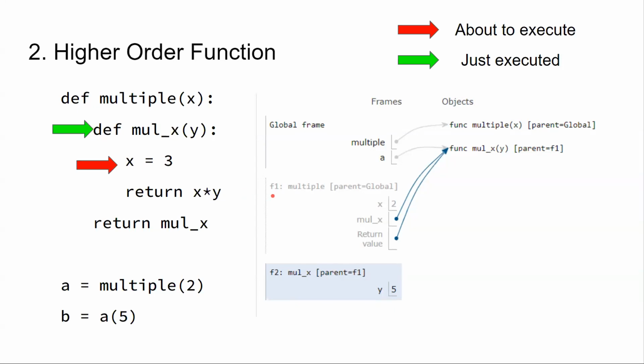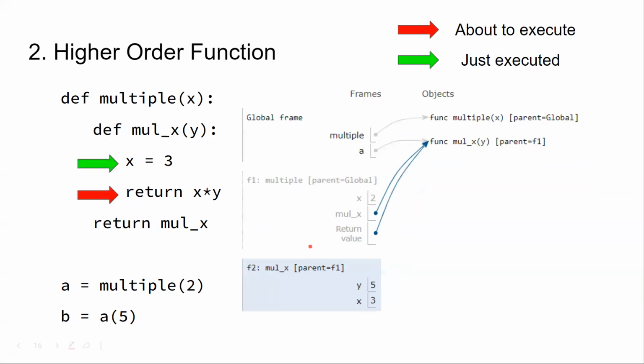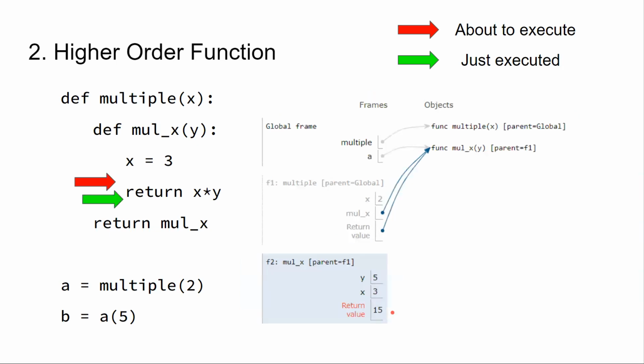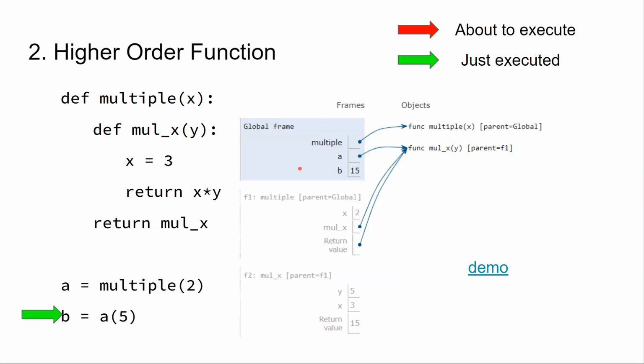Let's see what is the difference between f1 and f2. They have different parent frames. The parent frame of f2 is f1, and the parent frame of f1 is global, and we have y equals 5. Then we recognize x is 3, so we return 5 times 3, which is 15. Return 15. So we bind b to the return value 15, because the function call is here, and this return value is bound to b. Then b is 15.